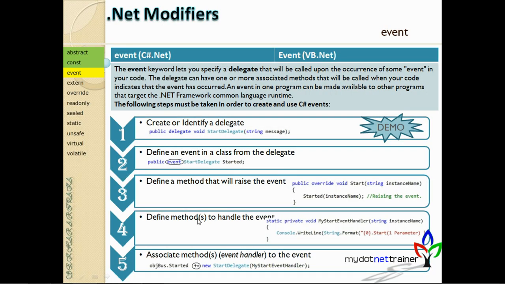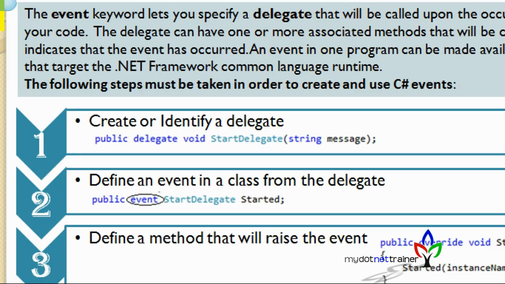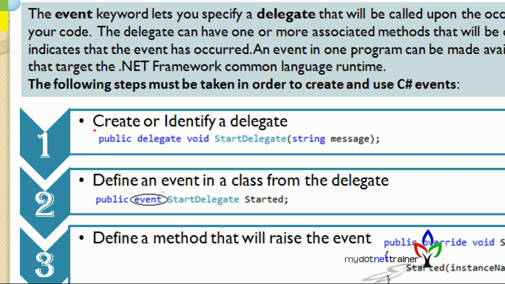Okay, in this case, what are the things we need to do? It has more steps than a delegate. A delegate is a simple start. So in this case, I need to have a delegate as the first step. To create an event and handle an event within your class, the first thing you need to identify is a delegate. So remember, the text goes like this: create or identify. Okay, in our example, I want to handle a start delegate.